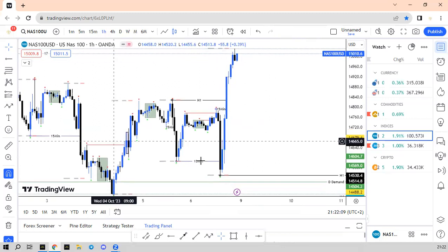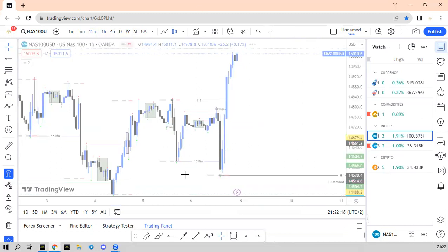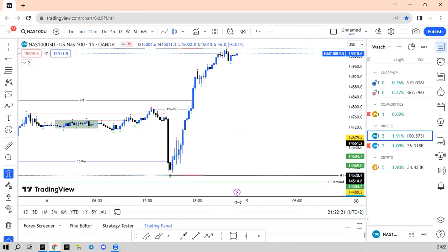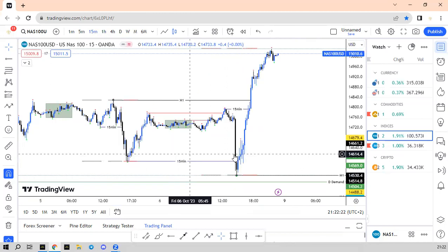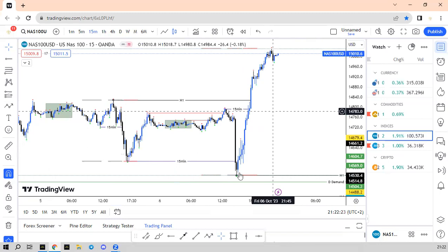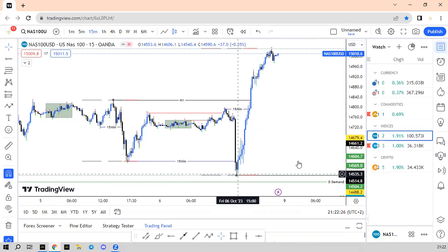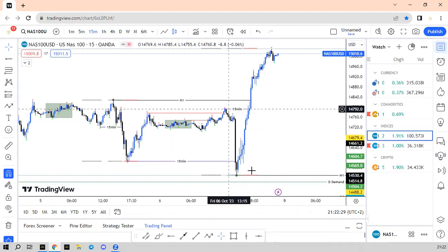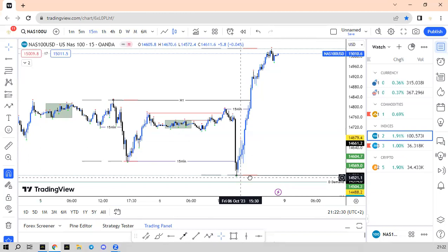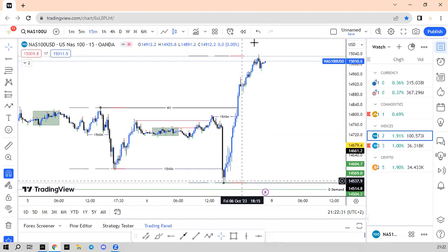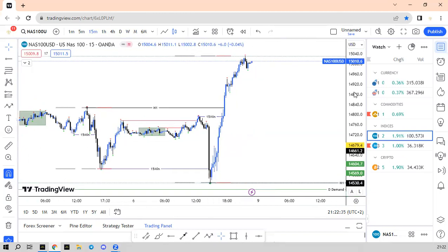So we have that range, and we have a 15 minutes range sharing the same low as H1. So I'll be definitely looking for buys here.